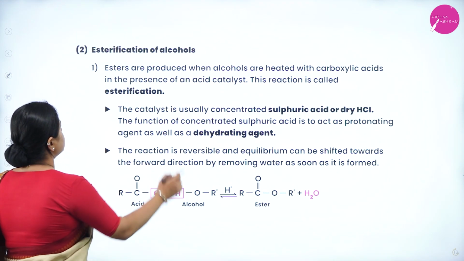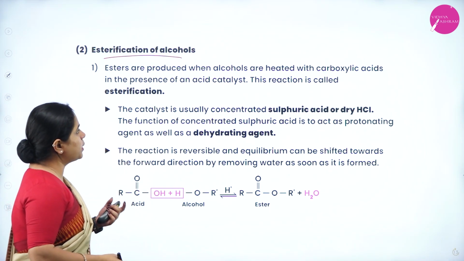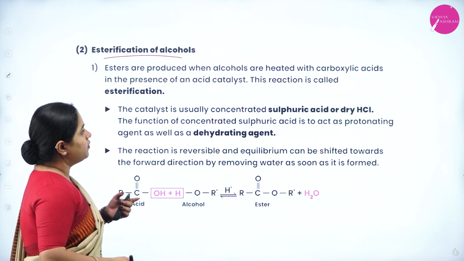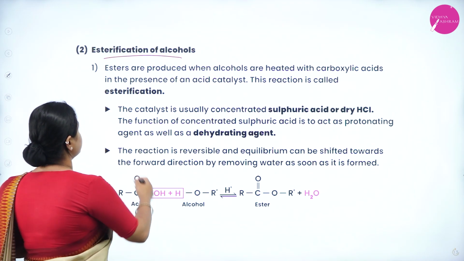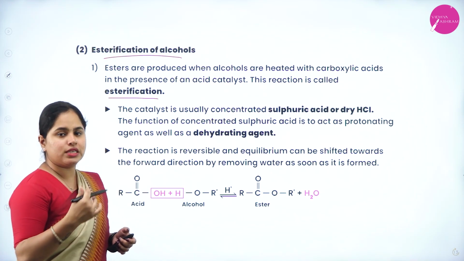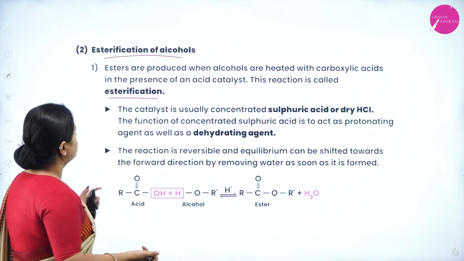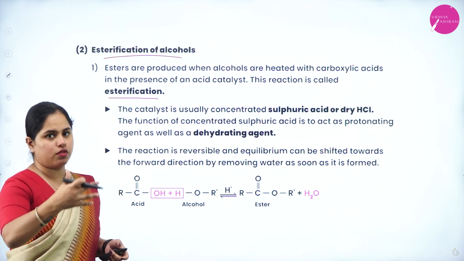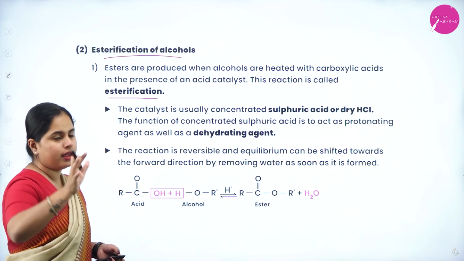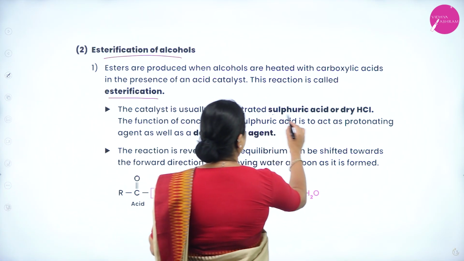Now, moving on to the next set of reactions, that is esterification of alcohols. So esters are produced when alcohols are heated with carboxylic acids in the presence of an acid catalyst. This reaction is called esterification. So using the esterification method, we are going to produce ester itself, right? So that is your alcohol and acid, going to react in the presence of an acid catalyst to form an ester. The catalyst is usually concentrated sulfuric acid or dry HCl.